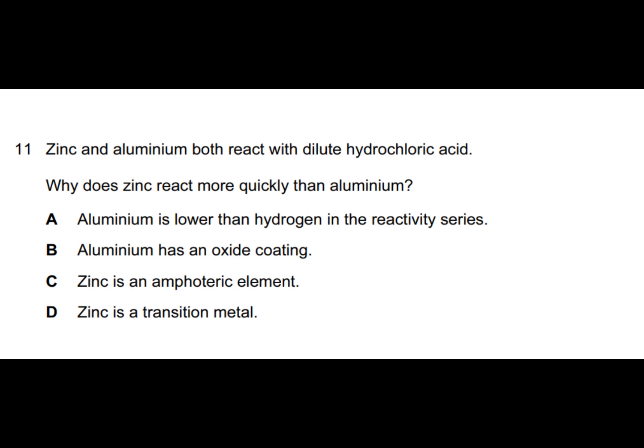Next is zinc and aluminium both react with dilute hydrochloric acid. Why does zinc react more quickly than aluminium? Alright, let's read the options. Alpha says aluminium is lower than hydrogen in the reactivity series. No, it's not correct. Aluminium is higher than hydrogen in the reactivity series. Bravo is aluminium has an oxide layer. Yes, that is correct. Charlie says zinc is an amphoteric element. Yes, but aluminium is also an amphoteric element. Delta says zinc is a transition metal, but that doesn't affect its reaction with dilute hydrochloric acid. Therefore, Bravo is the correct option for this question.